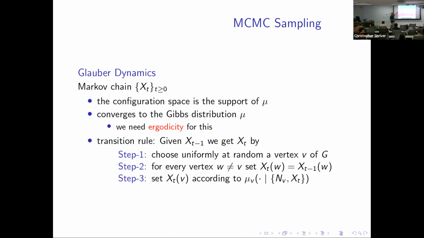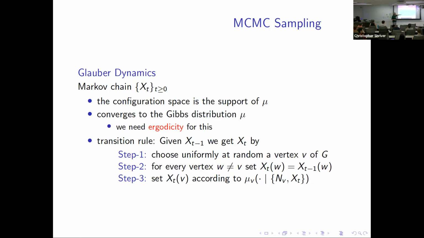This is a discrete-time Markov chain. The configuration space is the support of the distribution we want to sample from. Say for the hardcore model, it is the independent sets. And the setup is such that the Glauber dynamics converges to the Gibbs distribution we want to sample, right? This requires some technical conditions called ergodicity, which in most cases is trivially satisfied.